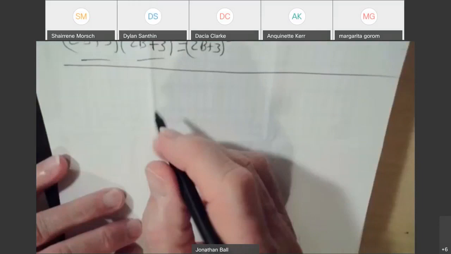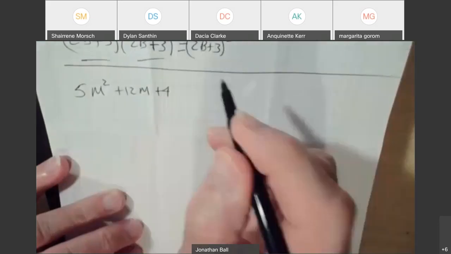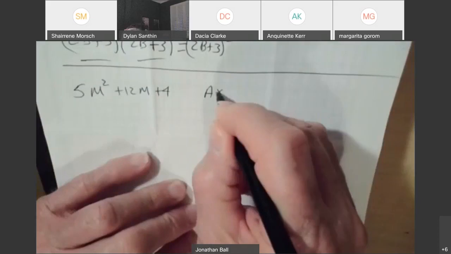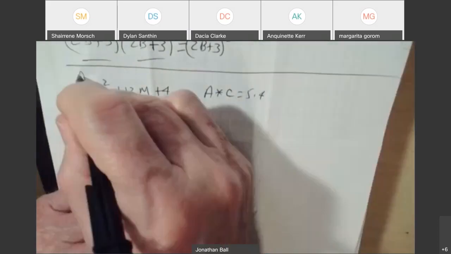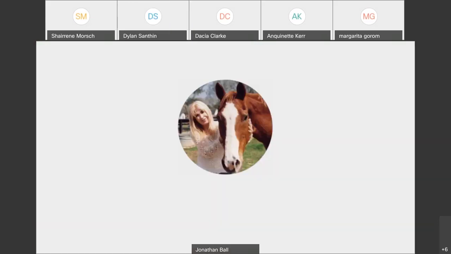5m squared plus 12m plus 4. A times C is 5 times 4. This is A, B, C. 5 times 4 is 20. Now, what are the two factors of 20 that add up to 12?